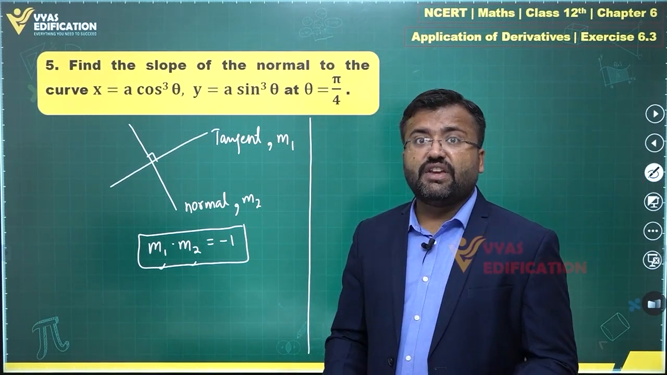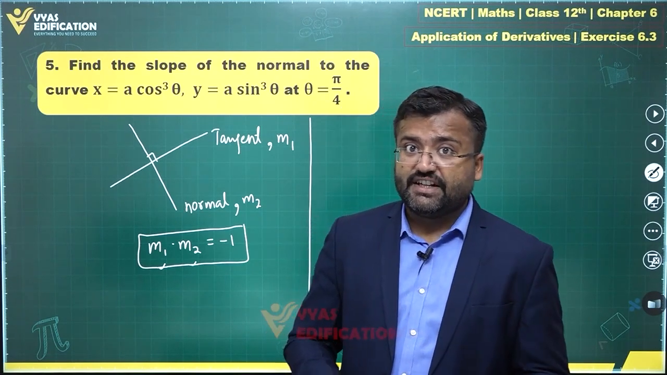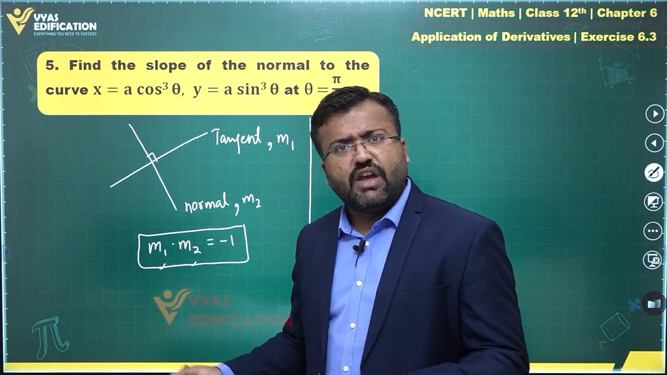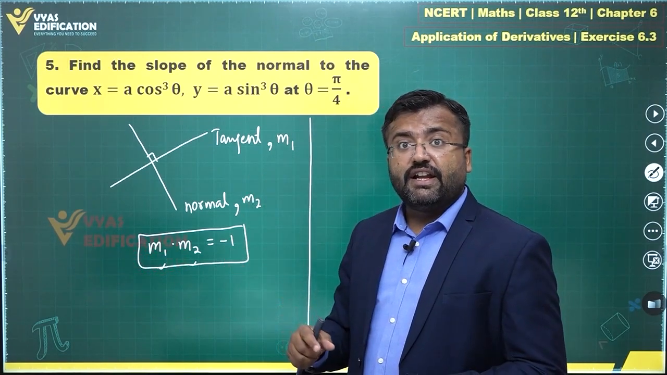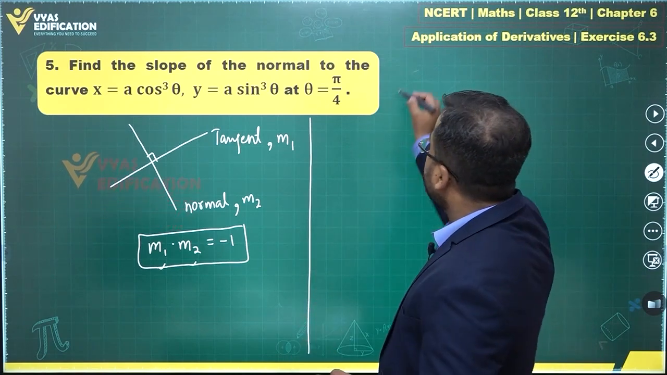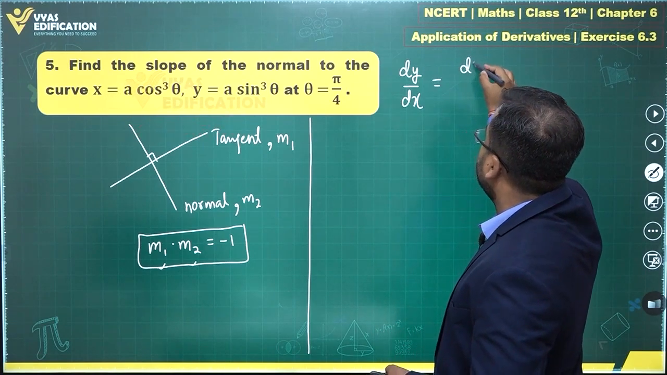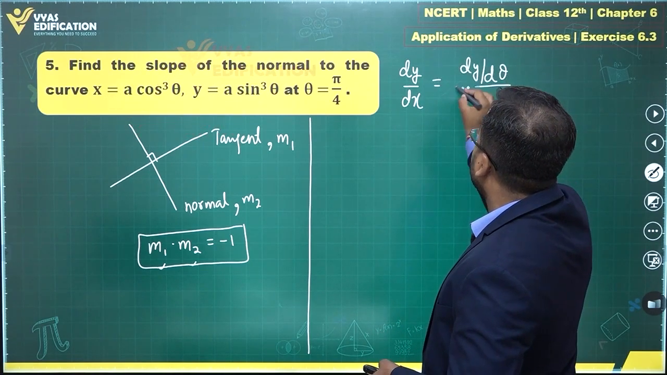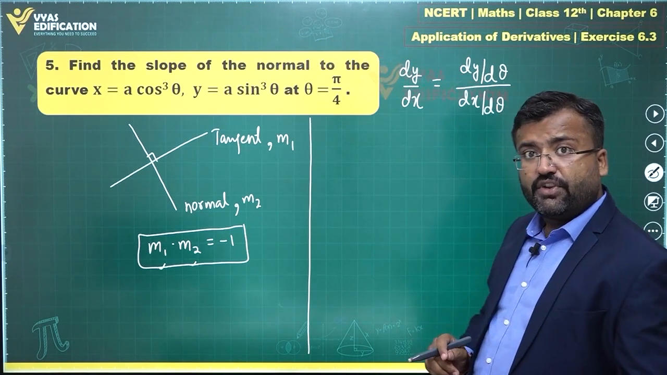Now this is a simple condition. On the basis of this, we can find the slope of the normal very easily if we know the slope of the tangent, right? And the slope of the tangent is something which we have been finding. But here the curve is given in terms of parameter theta, so that's not a worry. We need dy by dx, and dy by dx will be simply equal to dy over d theta upon dx over d theta. This is what I'm interested in.